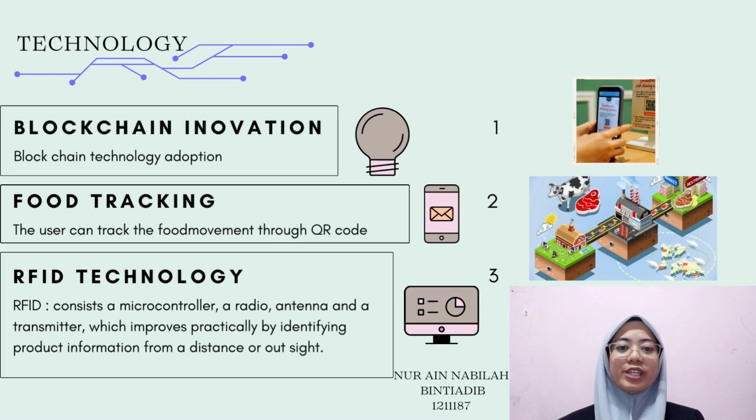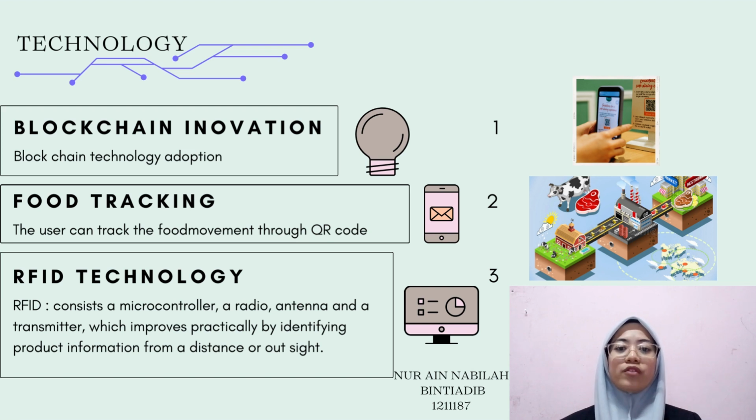Okay guys, we go on to the technology part. In technology, we have three main points, which are blockchain technology, food tracking, and RFID. Blockchain technology is an advanced database mechanism that allows transparent information sharing within a business network. A blockchain database stores data in blocks that are linked together in a chain.